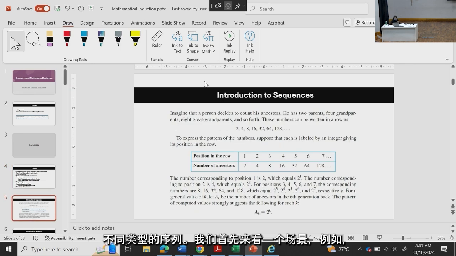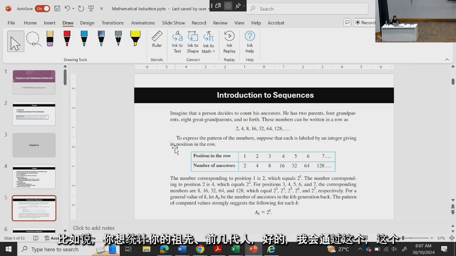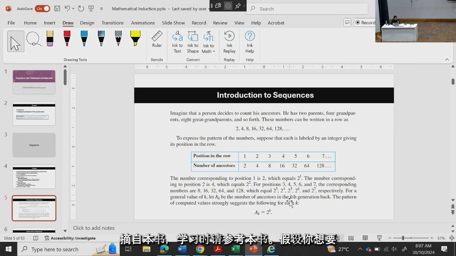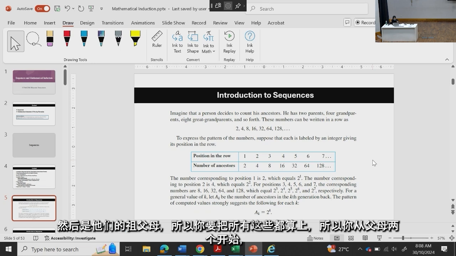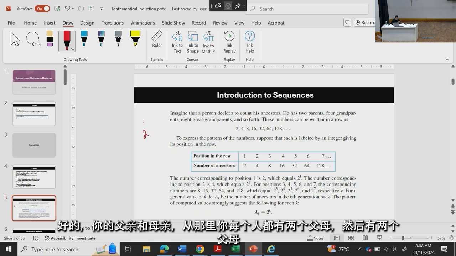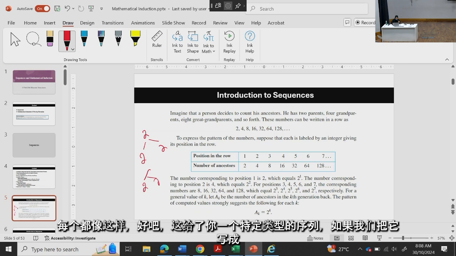Okay, we'll first go through a scenario. For example, let's say you want to count your ancestors, previous generations. Okay, I'll go through this. This is from the book. Please refer to the book when you are studying. Let's say you want to count your ancestors and you have two parents. So from both sides you have grandparents and then their grandparents, and so you want to count all of those. So you start from two parents, your father and mother, and from there you have two parents each, and then two parents each, like this, okay?